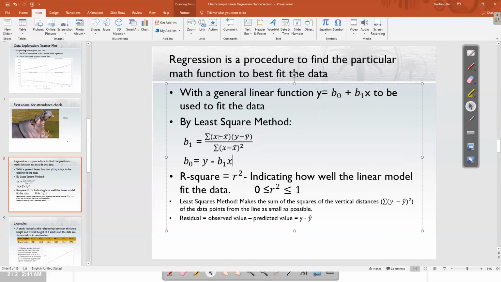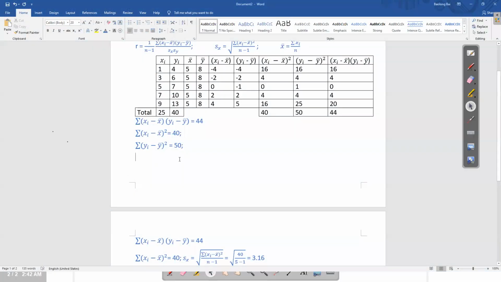So B1 is a fraction of two summations, okay? This should have been x_i minus x bar. I think I was being sloppy. I didn't put the indexes, but it should be, compared to the notes before, x_i minus x bar. And this should be y_i minus y bar. Let me see if you can fix this very quickly. Maybe you can copy it from the Word file.